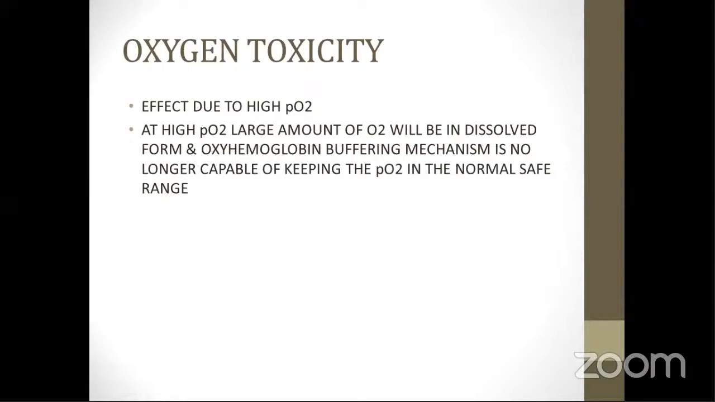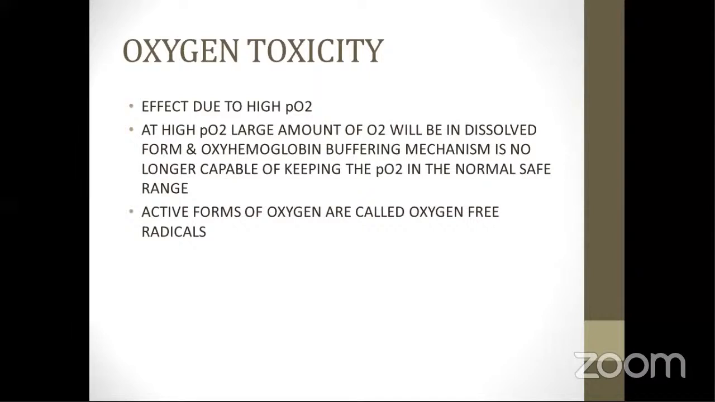Okay, at high partial pressure at depth, what is happening? The person is exposed to high atmospheric pressure, and that will cause an increase in the partial pressure of oxygen also. At this high partial pressure, the amount of dissolved oxygen will be increased, and the normal oxyhemoglobin or hemoglobin oxygen buffering mechanism is no longer capable of keeping the partial pressure of oxygen in the normal range, and that will cause increased partial pressure of oxygen.